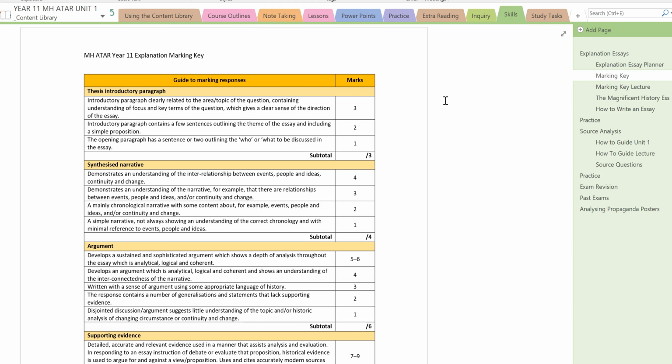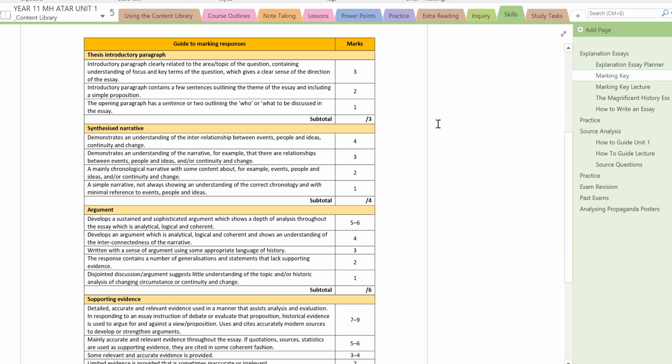Okay, so what you're looking at first is basically the marking key. So this is how I mark. If you want to know how I mark, this is what I have to use as per SCASA. So you can see here we've got each section has a particular possible mark you can get. So the introduction is a possible mark of 3. The narrative, which is almost the story of what you're looking at that will go throughout the essay, has a possible mark of 4 out of 25.